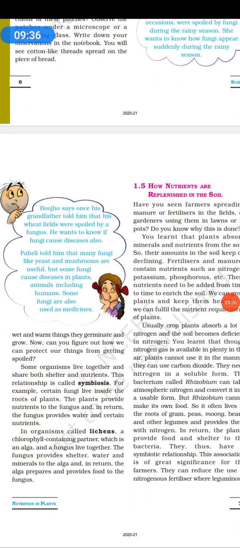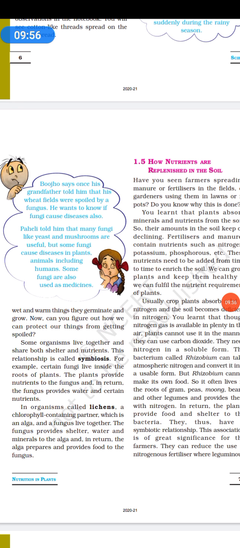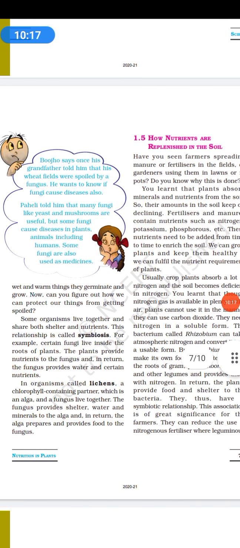The other is the lichens. They have symbiotic mode of nutrition, wherein there are two organisms which are living together and helping each other to get their nutrients. Like we have lichens, which is a combination of algae and fungus. What does algae do? Algae will prepare the food because it has chlorophyll and give it to the fungus, and the fungus in turn will derive water and give it to the algae for preparing the food. That is how they have a symbiotic relationship.